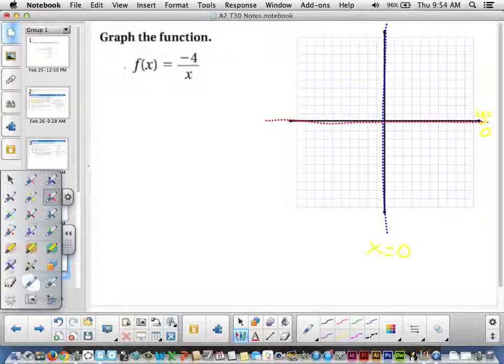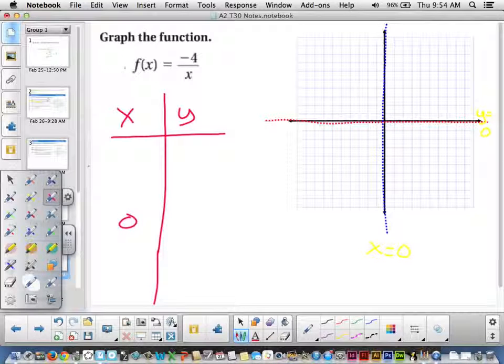So make our table and plot a couple points. Remember, we want to use 0 as a starting off point and check a couple on each side. Well, if we stick -2 in, -4 over -2 is 2. If we stick -1 in, -4 over -1 is 4. If we stick 1 in, we get -4. If we stick 2 in, we get -2.